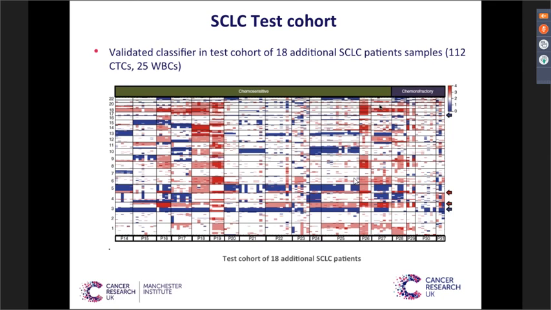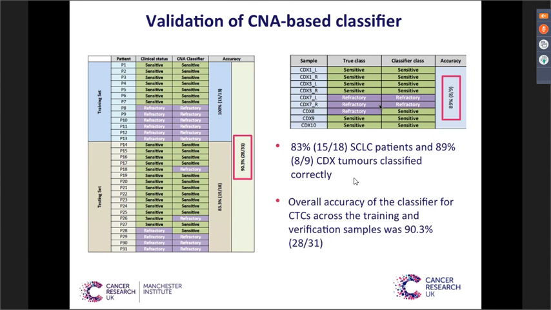So to test it, we went back and collected another 18 small cell lung cancer patients, which is another 112 CTCs. Again, this is the global copy number data you get from this cohort of patients. Again, each column is a single CTC. And we put this data back through our classifier to see whether we could accurately predict which patients were chemosensitive and which were chemorefractory. If we did this, we correctly classified 15 of the 18 patients. If you combine this with the training set, we ended up with an overall accuracy of 90%. We also tested it in a cohort of small cell mouse models that we've got in the laboratory, and again, we've got about a 90% accuracy.